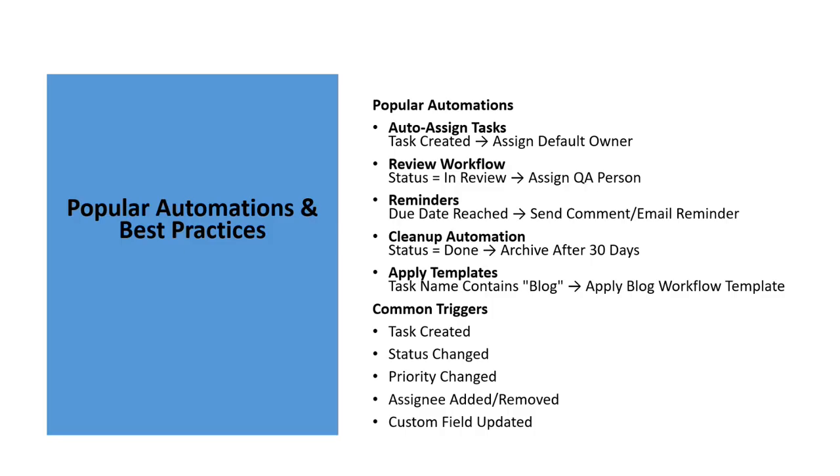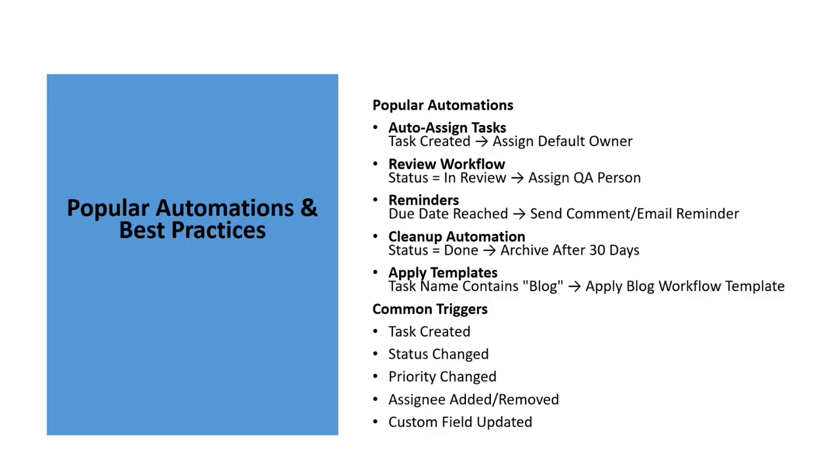There are many useful automations available in ClickUp, especially for beginners. Most common is auto assign. Whenever a task is created, ClickUp automatically assigns it to the appropriate team member. Another popular automation is the review workflow. When a task enters the in review stage, it is automatically assigned to a QA or reviewer.